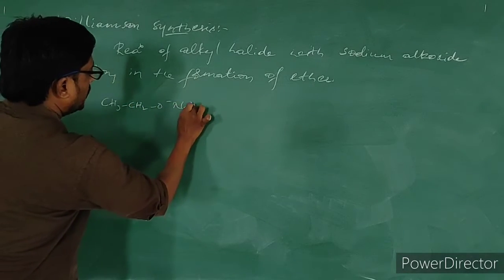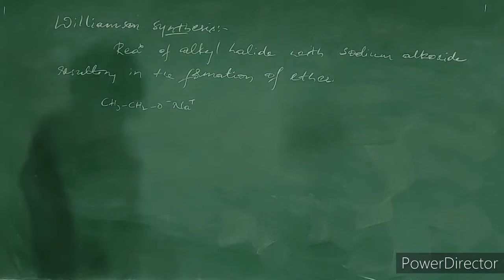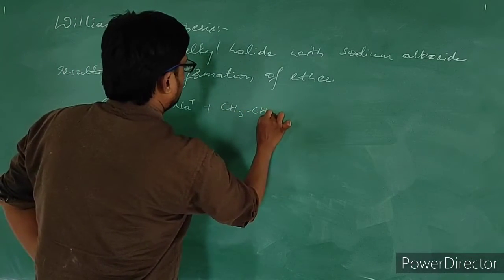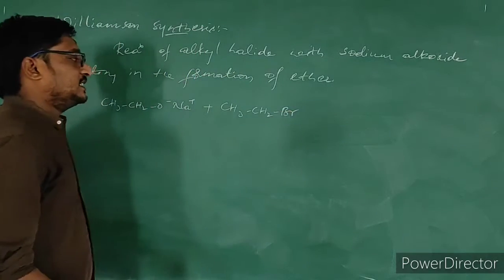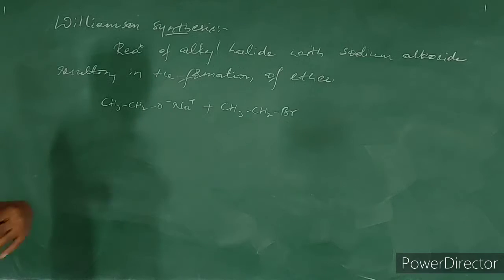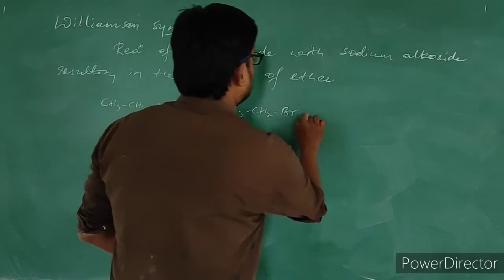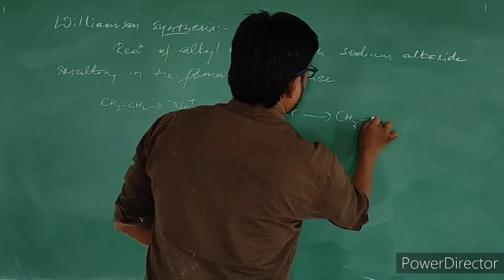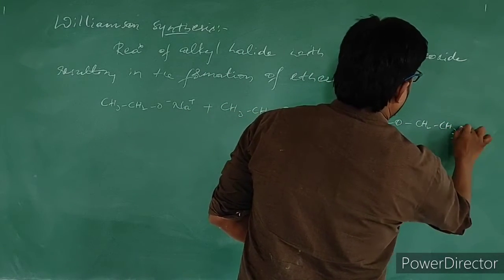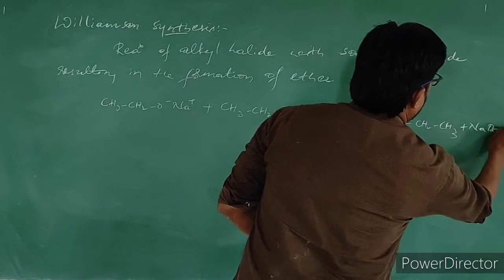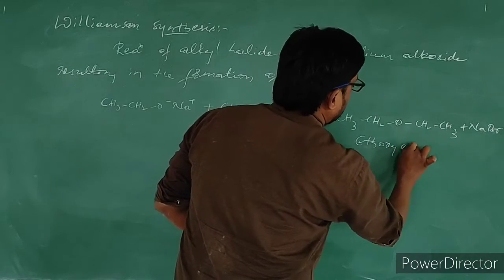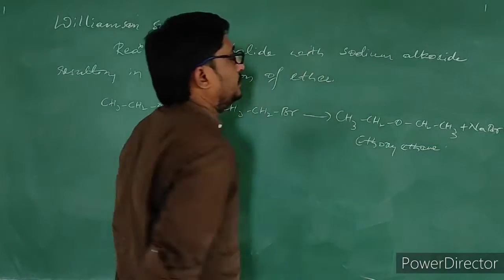I am taking sodium ethoxide, CH3CH2O minus Na plus. This will react with ethyl bromide, CH3CH2Br. This is the reaction with alkyl halide. Then it results in the formation of ether, CH3CH2O CH2CH3, plus sodium bromide gets produced. So this is the ether, ethoxyethane, that gets produced in this way.